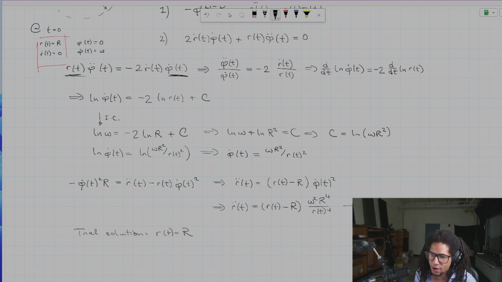Okay? Now, if we stick our trial solution into the differential equation that we came up with, we would get 0, because the second derivative of a constant is definitely 0, is equal to r minus r, which is 0, times omega squared r to the fourth over capital R to the fourth. And in fact, 0 is equal to 0. So we did it.